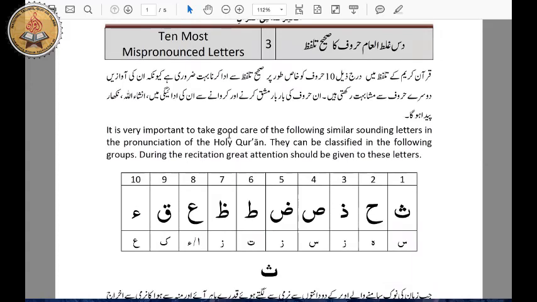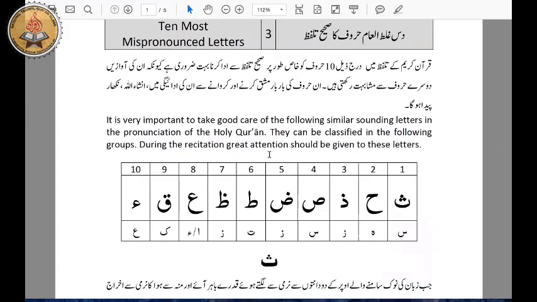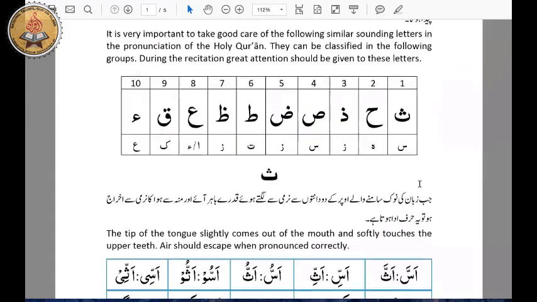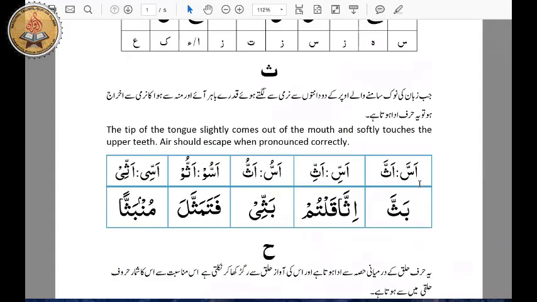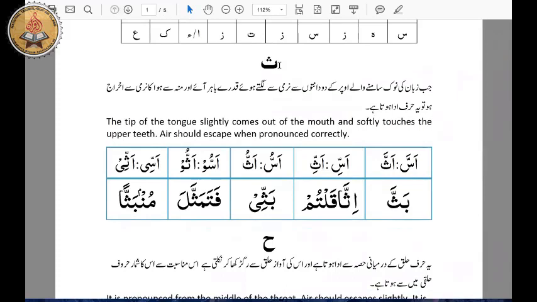So it is very important to take good care of the following similar sounding letters in the pronunciation of the Holy Quran. They can be classified in the following groups. During the recitation, great attention should be given to these letters. So looking at the very first letter that we've got, the letter Tha. The way that you pronounce it, the explanation again is given over here.